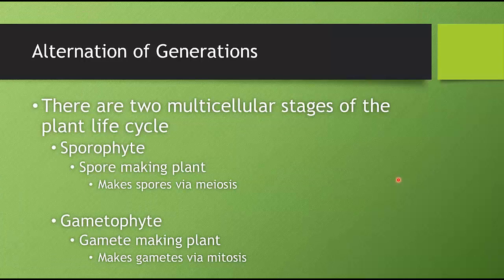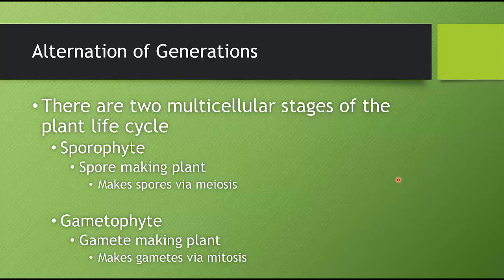Now, what they all have in common is that there are two multicellular stages of the plant life cycle. The sporophyte, which is the spore-making plant. So sporo means spore and phyte means plant. Sporophyte literally means spore plant, spore-making plant. And it makes spores through the process of meiosis. So a sporophyte is diploid, and it makes spores that are haploid.